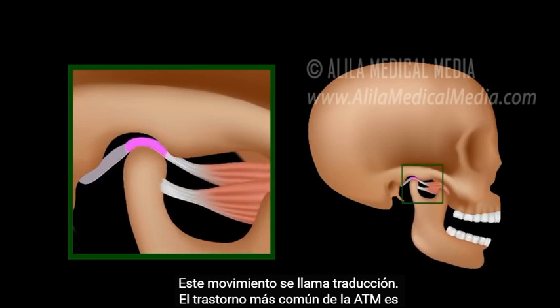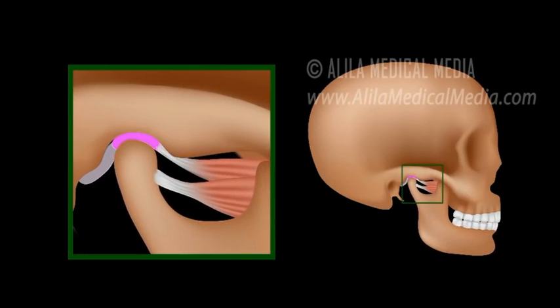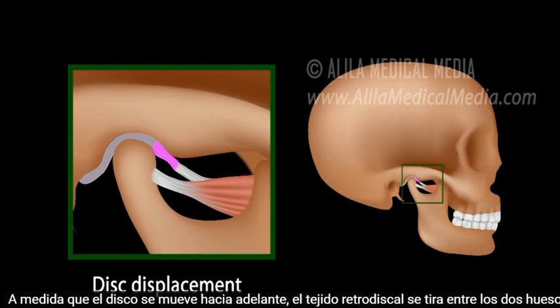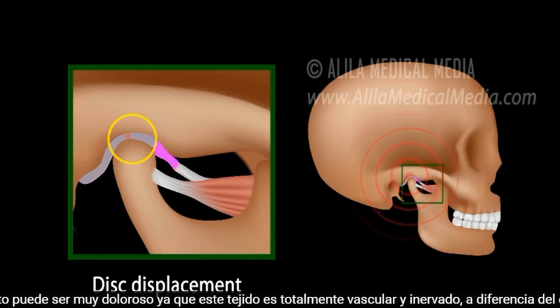The most common disorder of the TMJ is disc displacement, and in most cases, the disc is dislocated anteriorly. As the disc moves forward, the retrodiscal tissue is pulled in between the two bones. This can be very painful as this tissue is fully vascular and innervated, unlike the disc.